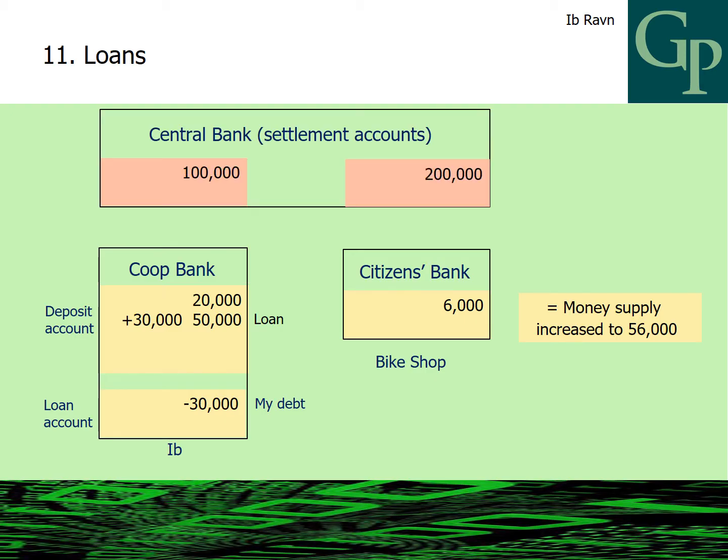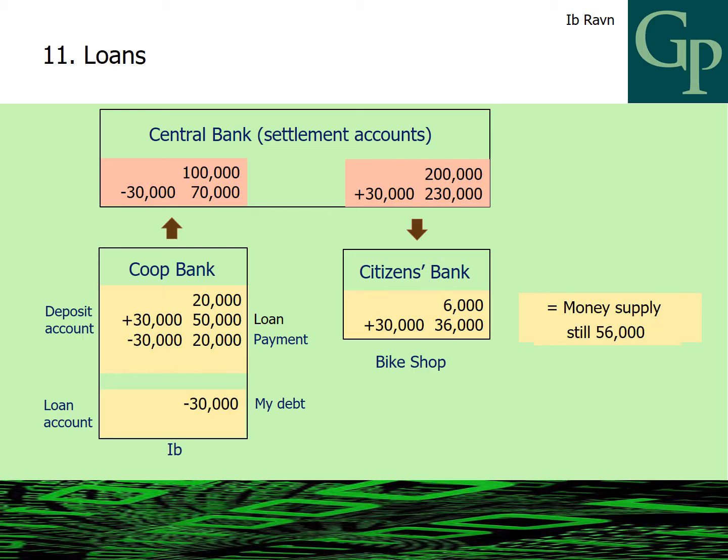So I now make a payment. Subtract the amount from my account, subtract it from the bank's settlement account, add it to the other bank's settlement account, add it to the shop owner's account with his bank. After this payment, the money supply is 20 plus 36, still 56,000 kroner. So you see, this payment did not increase the money supply, only the loan did. So two different things, the loan, which creates money, and the subsequent payment, which does not.